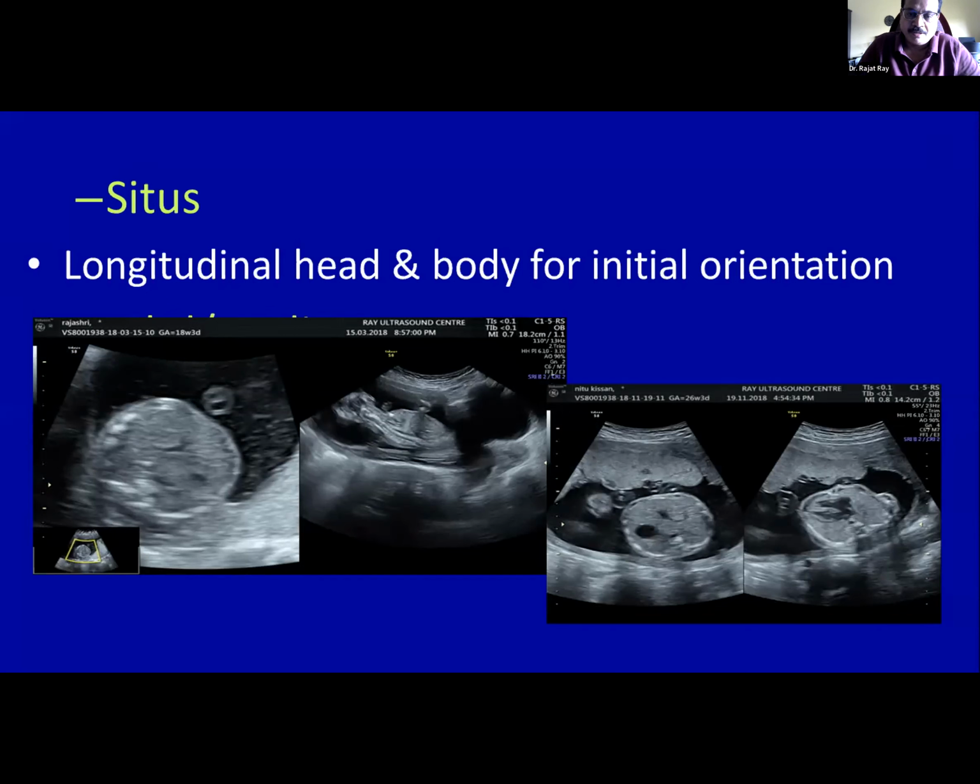And suppose the stomach is on the left side and the apex of the heart is on the right side, or vice versa, we call it situs ambiguous, where maximum anomalies can be seen.